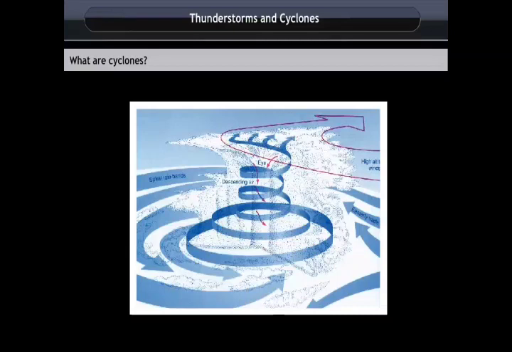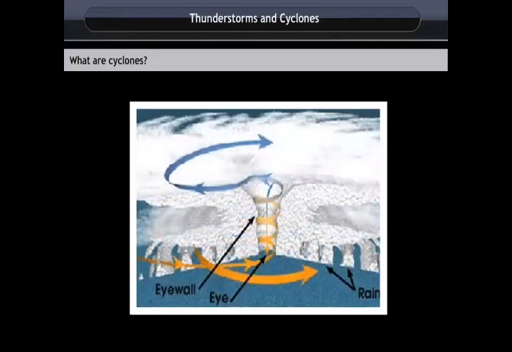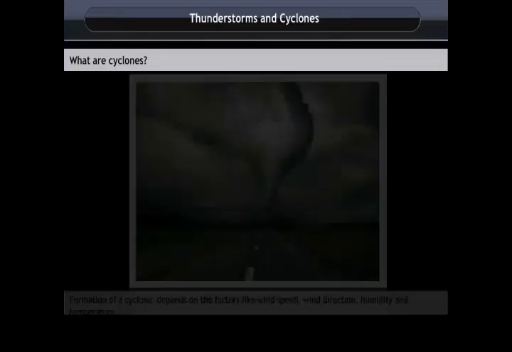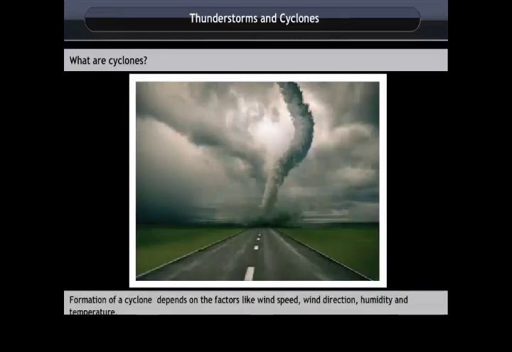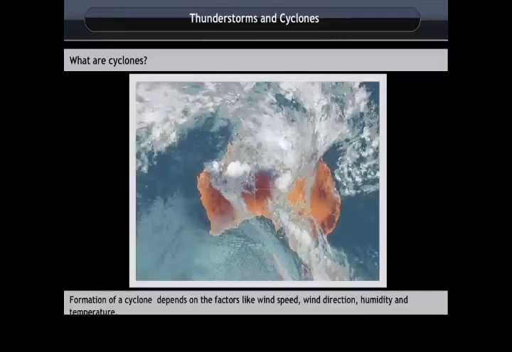Therefore, this cycle is the result of the formation of a very low-pressure system with high wind speeds revolving around it. This weather phenomenon is known as a cyclone. The low-pressure center of a cyclone is known as the eye of the cyclone. It is very calm, that is, the center of the storm is actually free from storm and rain. Formation of a cyclone depends on the factors like wind speed, wind direction, humidity and temperature.